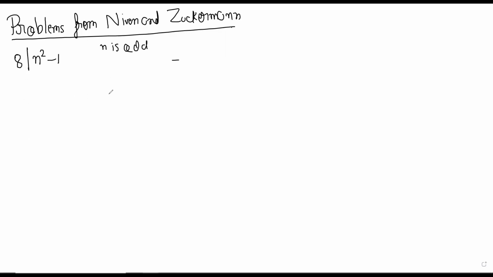No, n has to be odd. That's true. Otherwise, the number is odd, so it cannot be divisible by 8. But when n is odd, the question is, if n is odd, then you have to show this, right? Then you want to show that it divides this, right? You want to show that this happens.